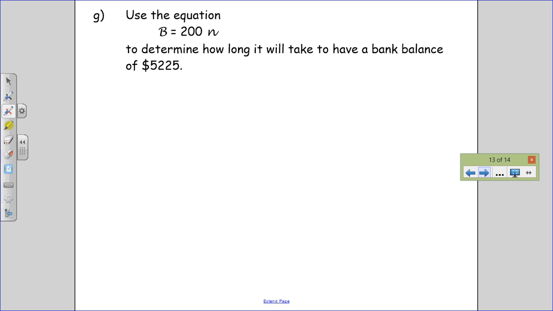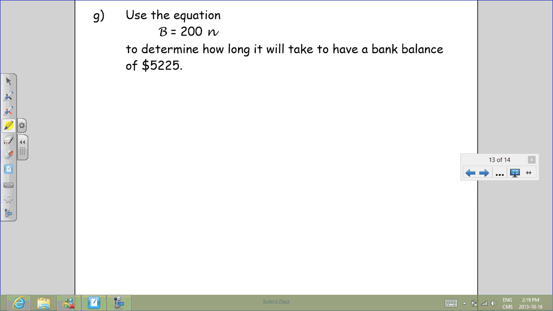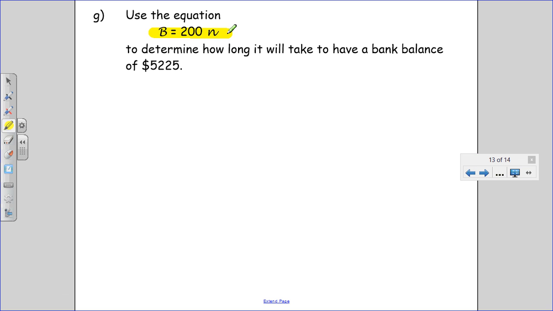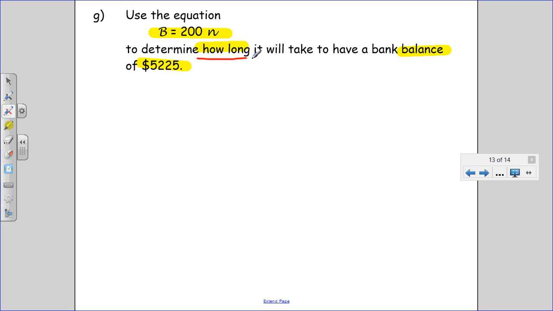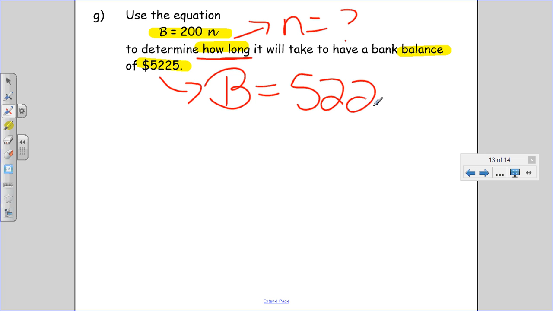Use the equation B equals 200N to determine how long it will take to have a bank balance of $5,225. We're going to get our handy dandy highlighter again. And let's just make sure we know what we're solving for. How long, that's N, it will take to have a bank balance of 5,225. Well, that's my B value.